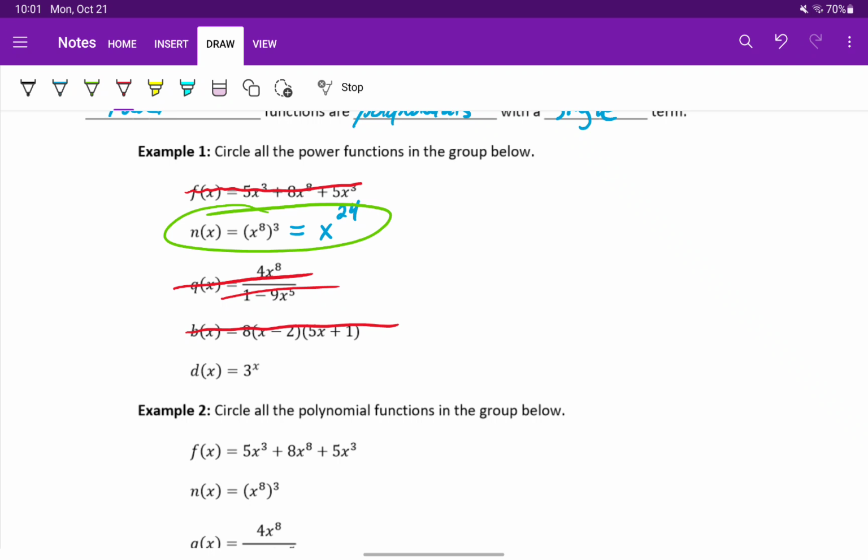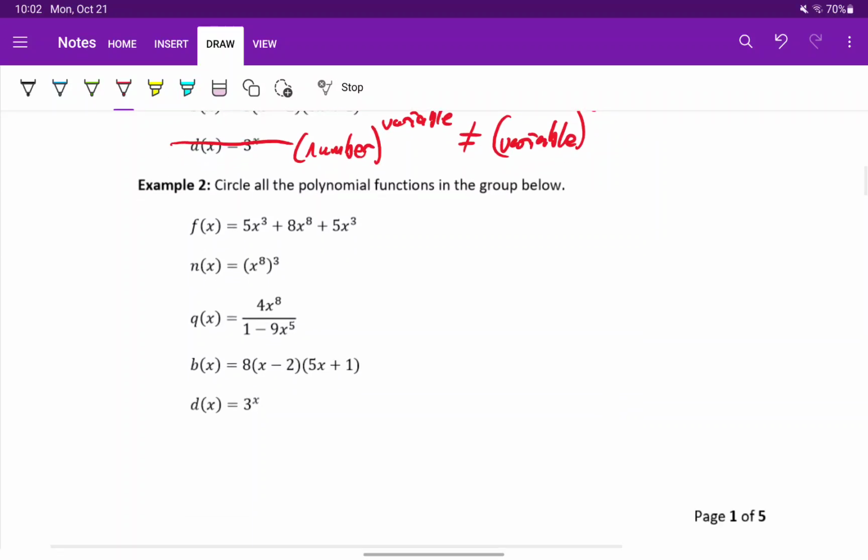And d of x can look suspiciously like a power function, but we want to be careful here because in this case what we have is a number raised to a variable, which is not the same thing as a variable raised to a number. N of x equals x to the 24th power is a variable raised to a number, but d of x equals 3 to the x power is a number raised to a variable. That type of function has a different name. We'll cover that later. For now, it's important to know that it's not a power function.